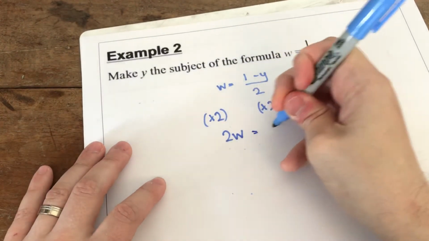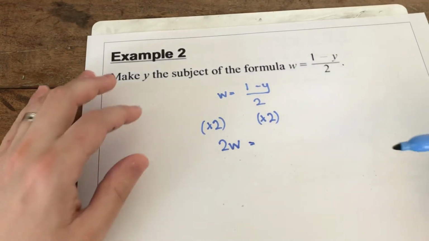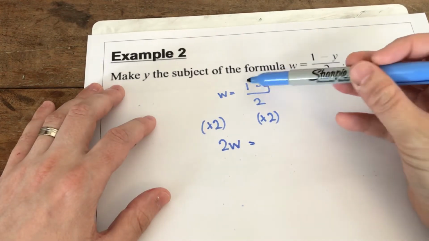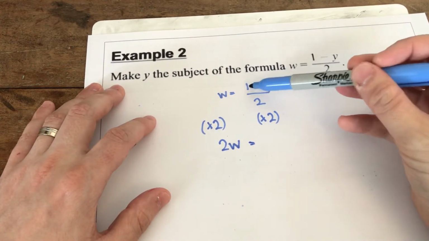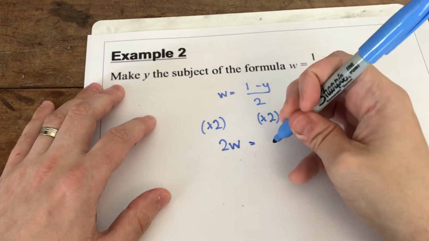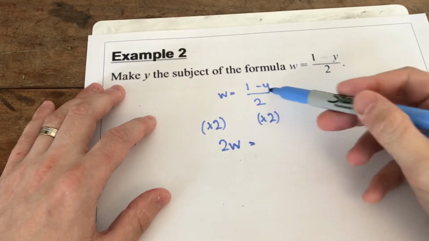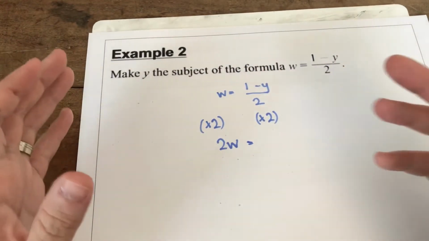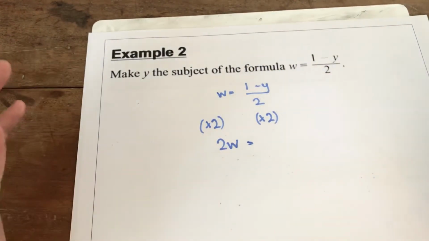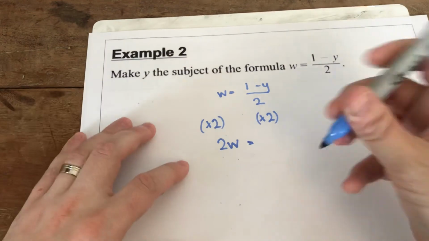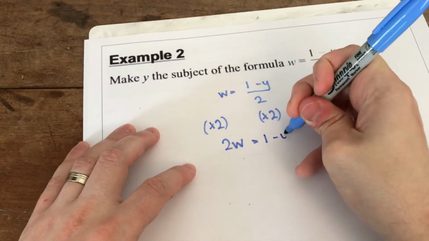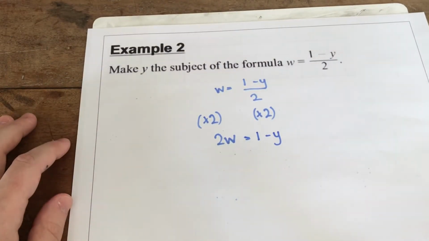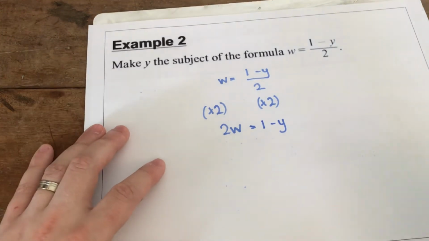And that equals, now a common mistake that would be made is we would times the top numbers or the top terms by 2, but we don't. By multiplying this by 2, we've got half of an amount, we've now got the full amount. So if you imagine you've got half a pizza, you've now got the full pizza. Pizza doesn't change, so it just stays as 1 minus y. What I then do is I rearrange this.